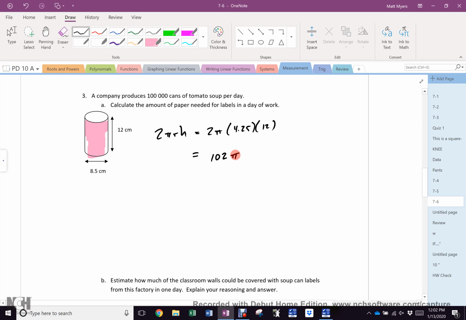That's one can. How many cans do I make? So I got to multiply that by 100,000, don't I? Right? Which is, I always don't put enough zeros here, 10,200,000 pi centimeters squared, right? Everyone agrees? Okay.